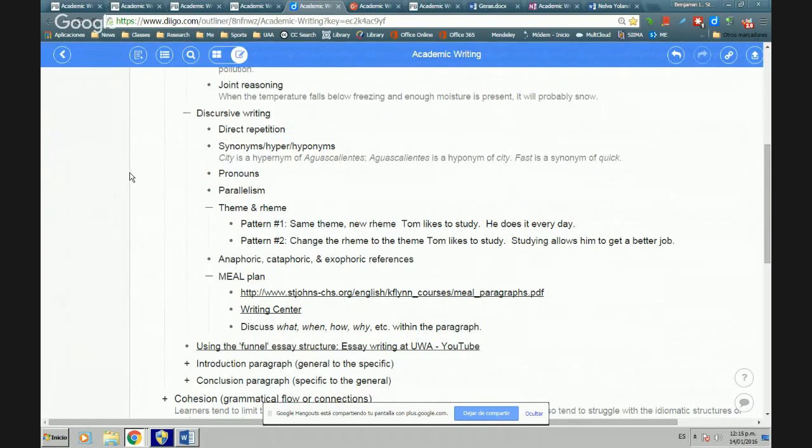I think we've talked about most of these now. These are, again, discursive writing. We're talking about direct repetition, synonyms and hypernyms, pronouns, just different ways to connect ideas from sentence to sentence. We haven't talked about parallelism. We'll talk about that. Theme and rheme we've talked about. So typically, in general, those are the two options, simply stated. These are the two general patterns.